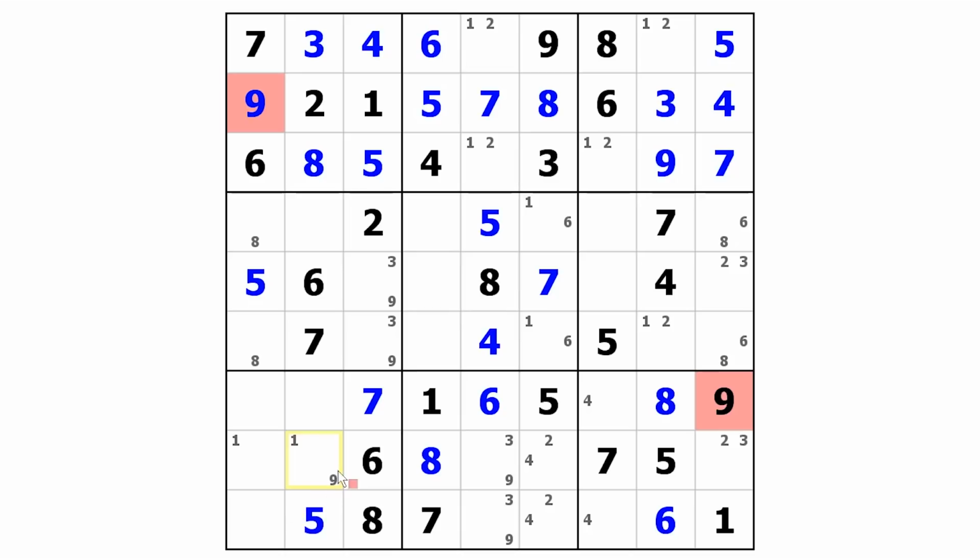That is a hidden single. But before we enter that, let's look over here. We've got our naked pair of 3 and 9, and once we solve that, that's going to affect this cell with the 2 and the 3 in it. So we have to be careful.